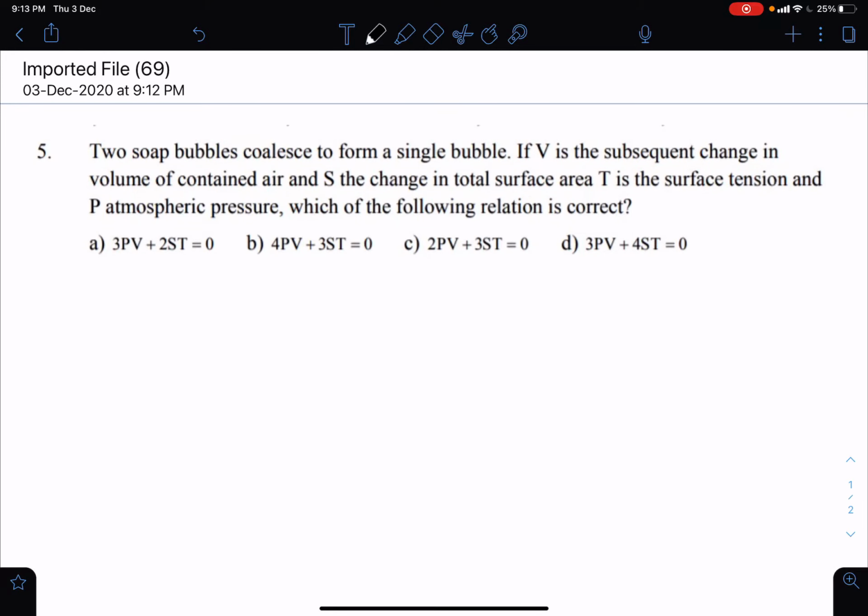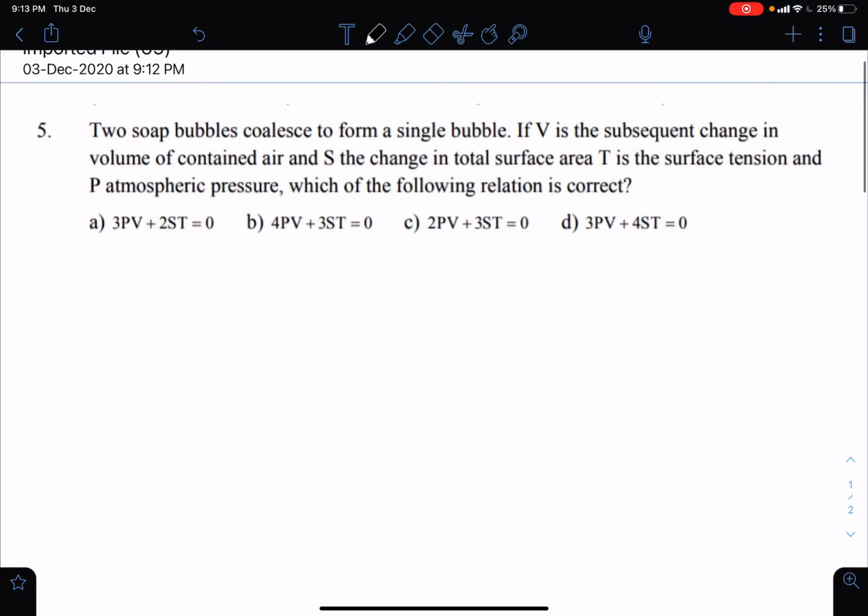Okay, so this is a question which is a doubt of many students. Like, what is all this thing which is happening? Two soap bubbles combining to form a single bubble. So definitely the volume will change because the gas inside the soap bubble is compressible. Liquids are incompressible, but the gas is compressible, so volume will change. So it is given that the change in volume is V.